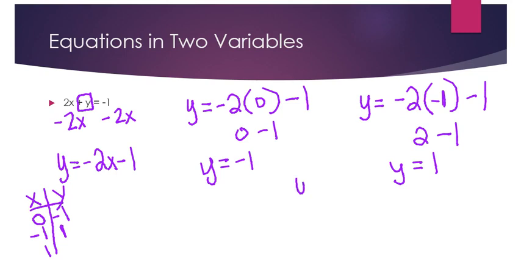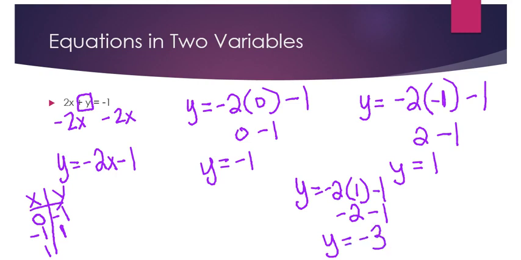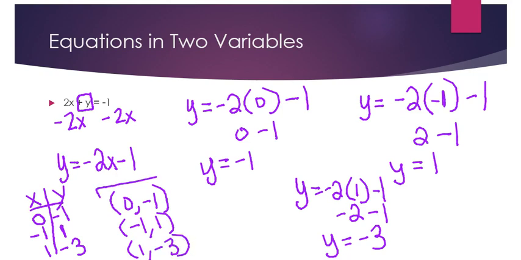And now I'll plug in 1. So I get y equals negative 2 times 1 minus 1. Negative 2 times 1 is negative 2 minus 1. So I get y is equal to negative 3. So these tell me when my x is 0, y is negative 1. So as ordered pairs, I would write it (0, negative 1), (negative 1, 1), and (1, negative 3). And those are the solutions we came up with. You can come up with many more.